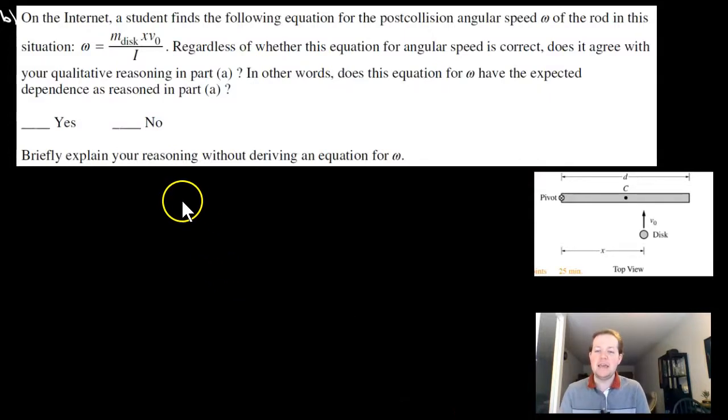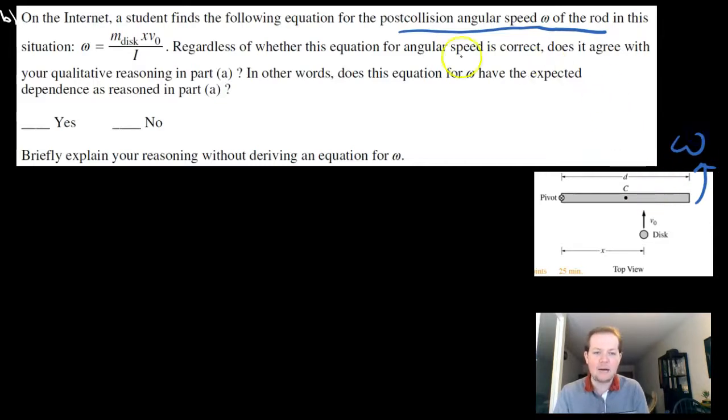Let's keep going. B, on the internet, a student finds the following equation for the post-collision speed omega of the rod in this situation. Omega, what's omega? The post-collision speed omega of the rod. Okay, so that's the speed of this rod after the collision. So omega is equal to the mass of the disk times x times v naught divided by I. Regardless of whether this equation for angular speed is correct, does it agree with your qualitative reasoning in part A?